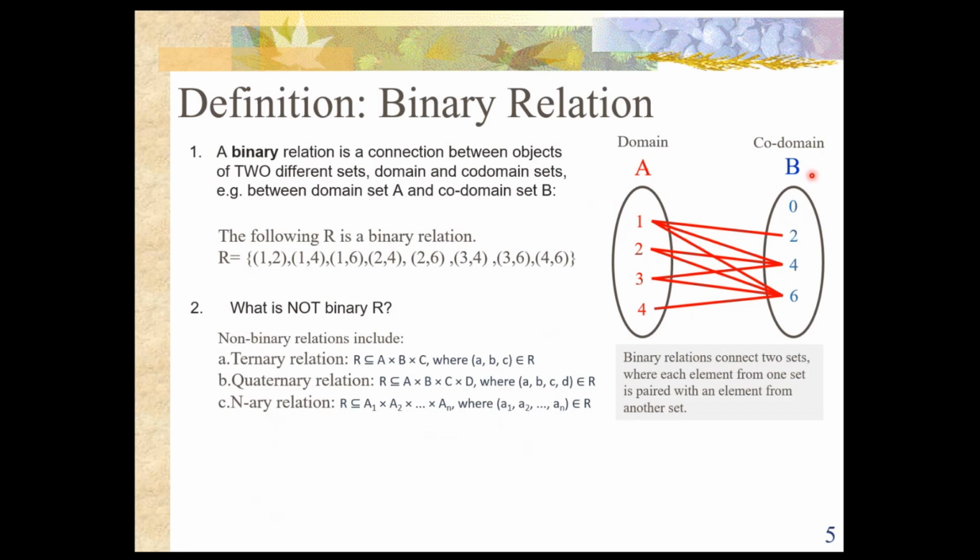Okay? Therefore, the elements of the relation set will be ordered pairs, not ordered ternary or ordered quaternary, only pairs of two, because binary. Then what is not binary?